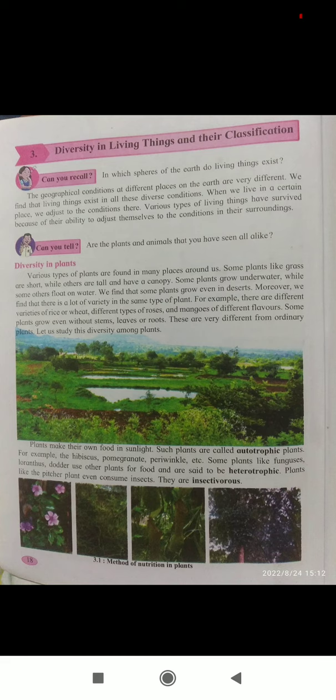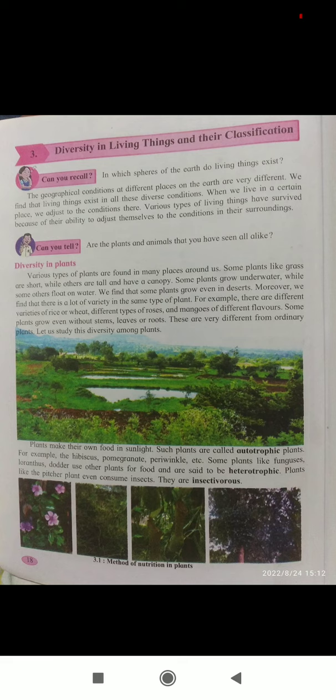Diversity in plants. Various types of plants are found in many places around us. Some plants like grass are short while others are tall and have a canopy. Some plants grow underwater, some float on water, and some even grow in deserts. Moreover, there is a lot of variety in the same type of plant. For example, there are varieties of rice or wheat, different types of roses and mangoes of different flavors.